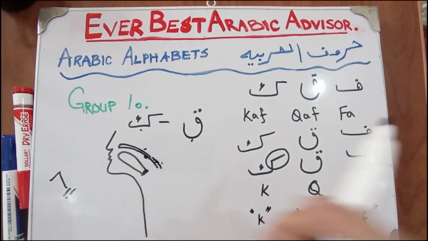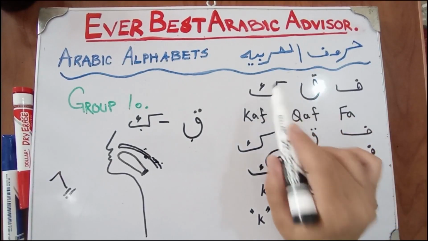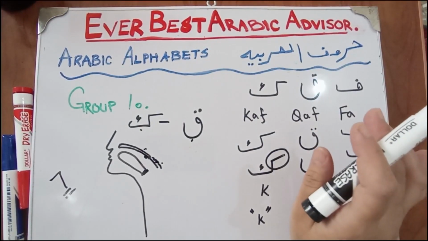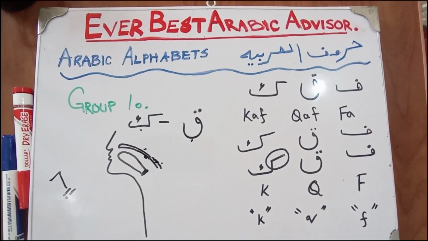So you see, these are the letters fa, qaf, and kaf. Do practice it if you want to have very good pronunciation.